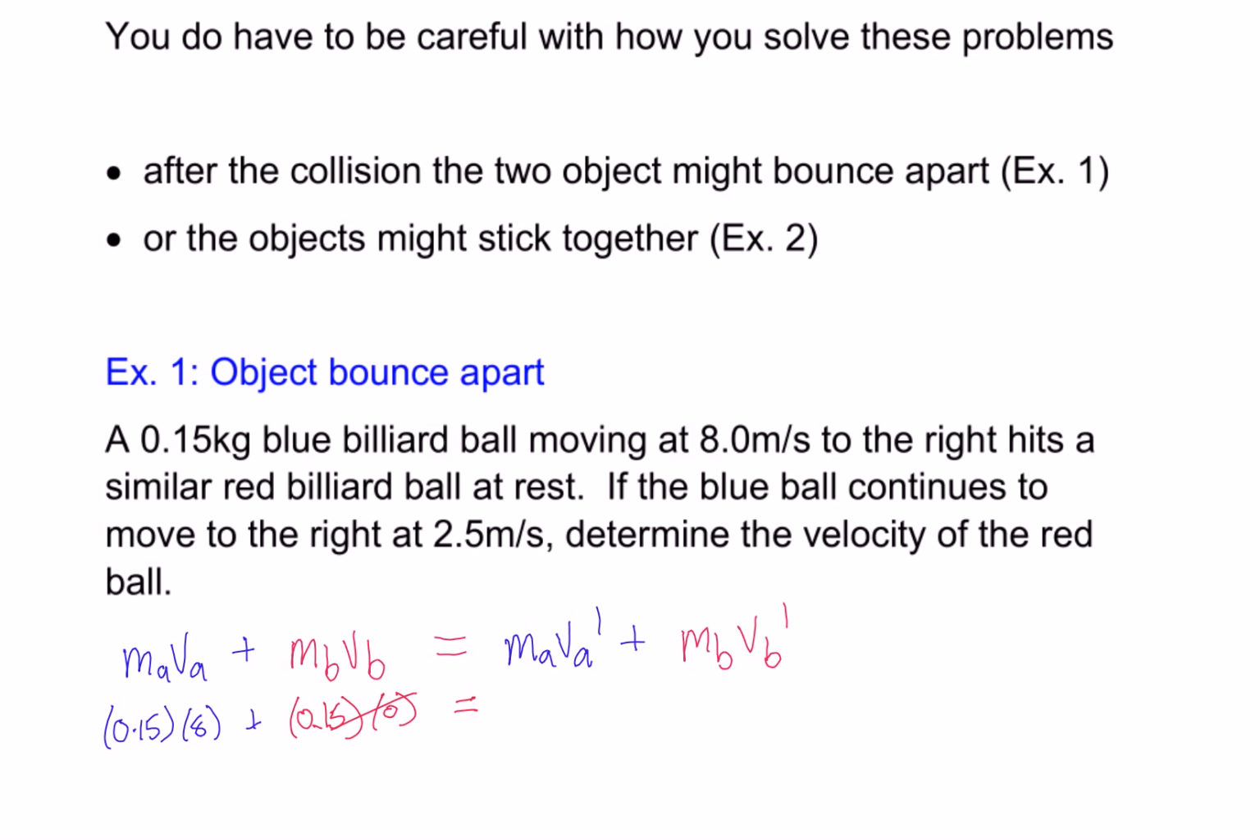So then on our right hand side we've got the same mass, and this time it says it's moving to the right. We've got to be careful. So moving to the right, we consider that positive. So our velocity originally was positive 8. It's still moving to the right, so that'll be positive 2.5.